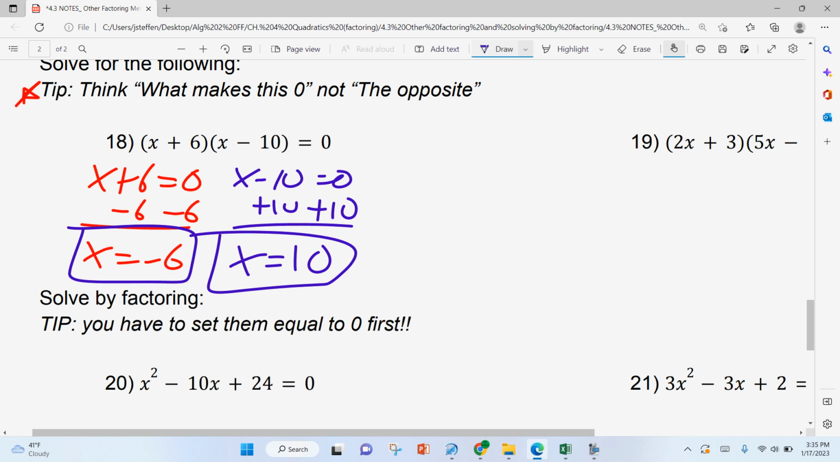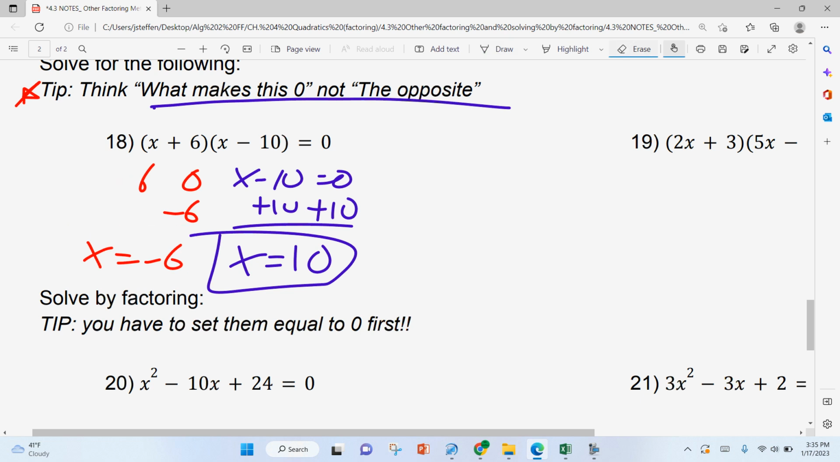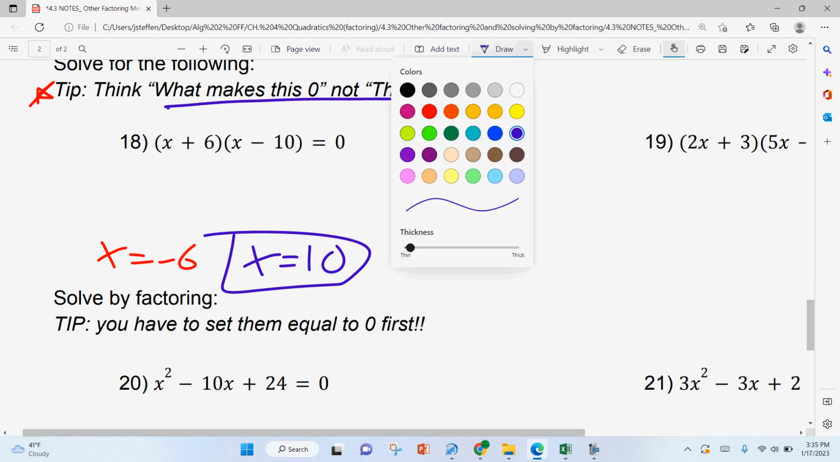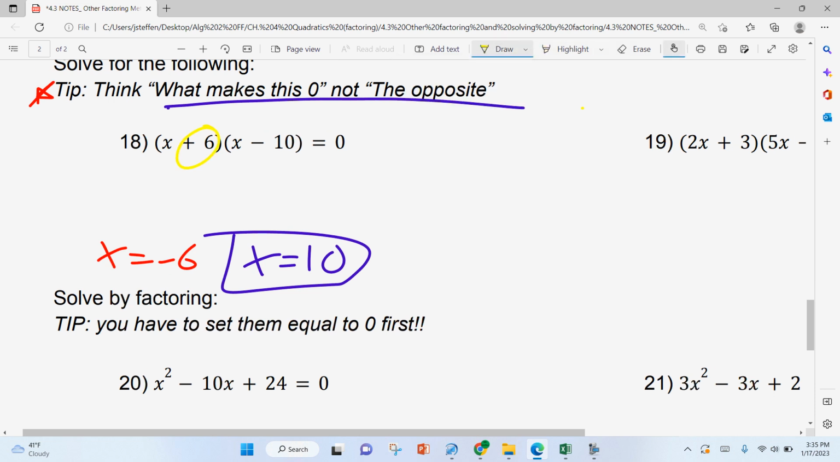So this is what I'm talking about with this step over here. A lot of students start noticing this, and they start taking a shortcut where they just skip to the answer. And they say, well, it's the opposite. If this is plus 6, then the answer is negative 6. If it's negative 10, the answer is plus 10.